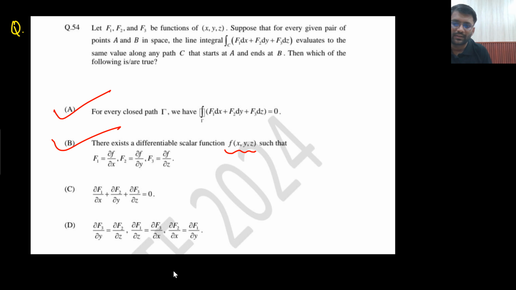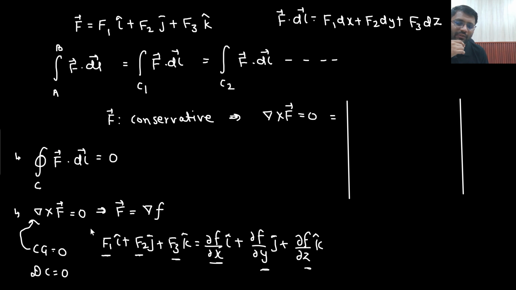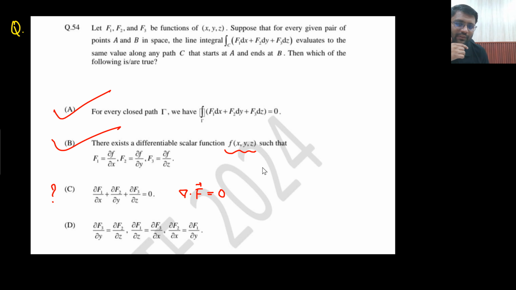Yes, correct. What is this? It doesn't make any sense. What is this actually telling you? This is simply telling you that divergence of F is 0. Calculate the divergence of F. If you calculate it, it would be del F1 by del x plus del F2 by del y plus del F3 by del z equals 0. Is that correct? Divergence of F equals 0?